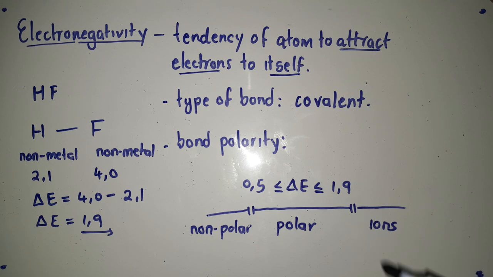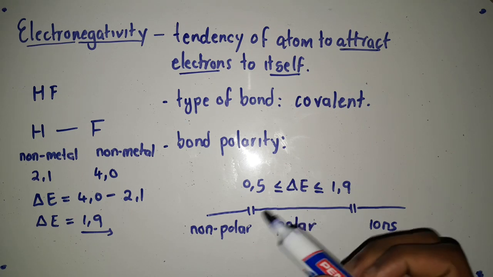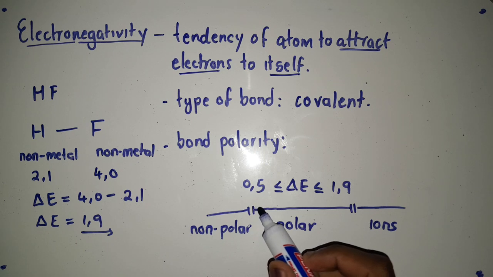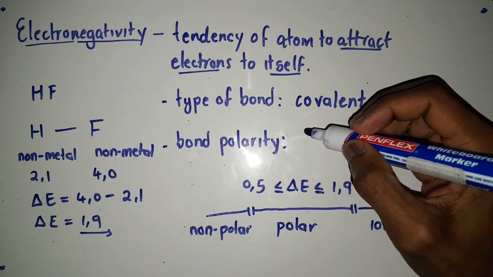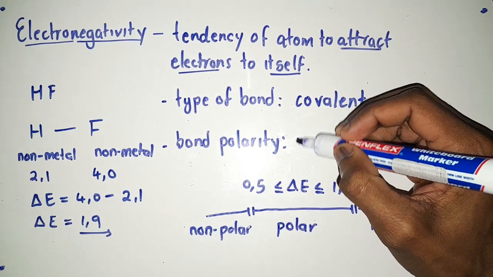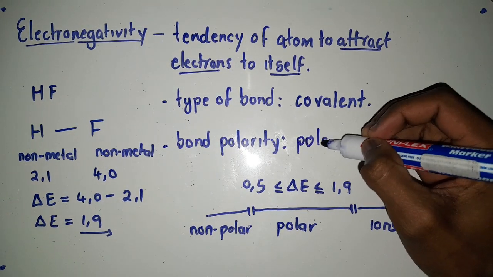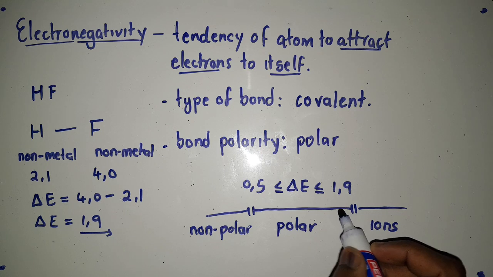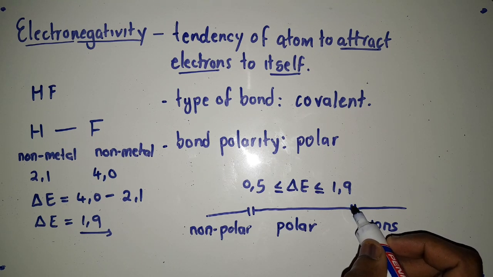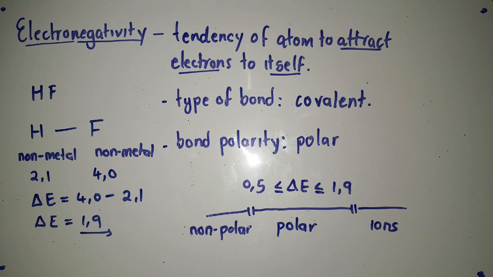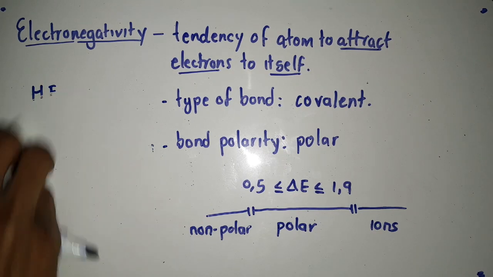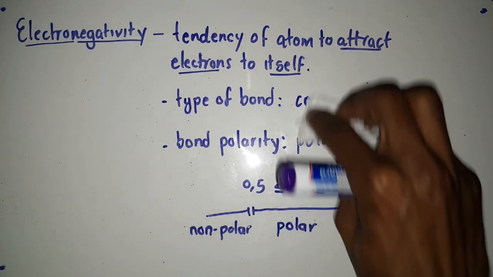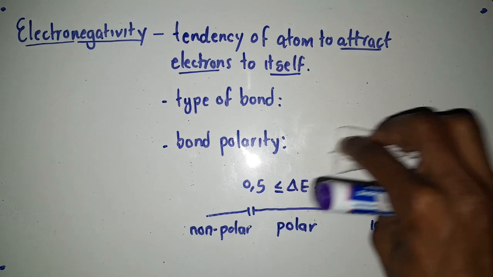Let's see. Then this is our scale. Any value from 0.5 along till 1.9 is going to be a polar covalent. You see now? As for the polarity for this one, it's going to be polar, since we got a value of 1.9. Let me continue by looking at this one.